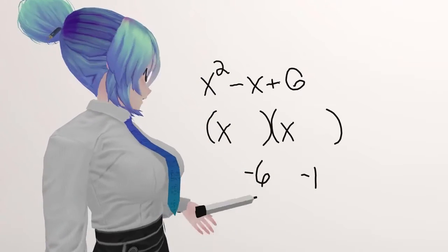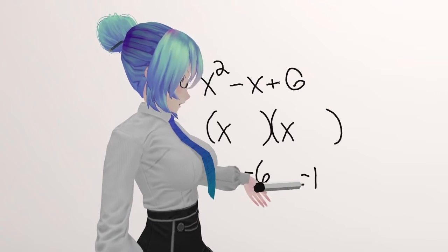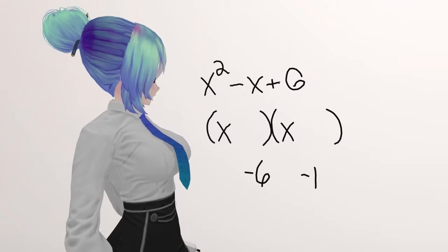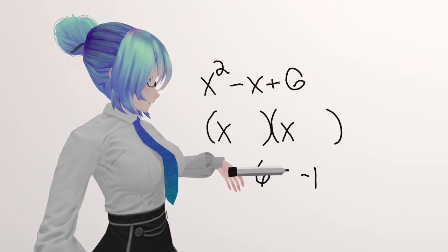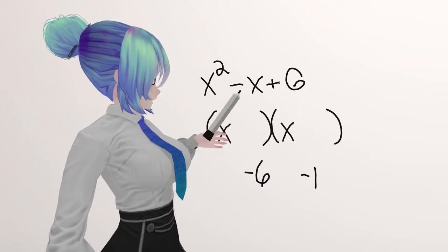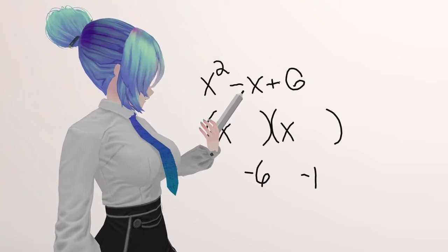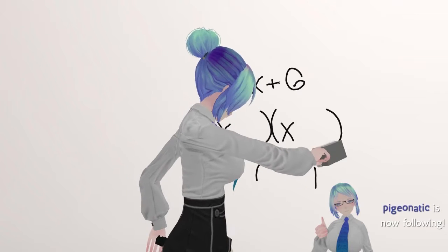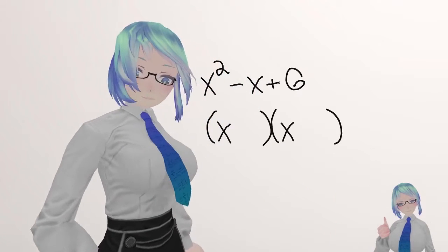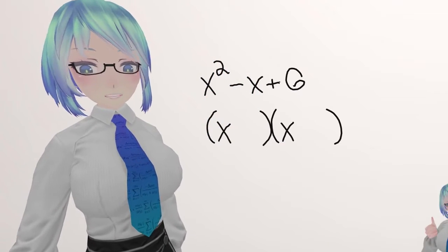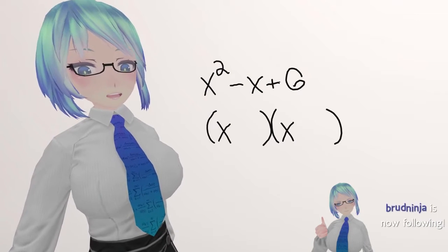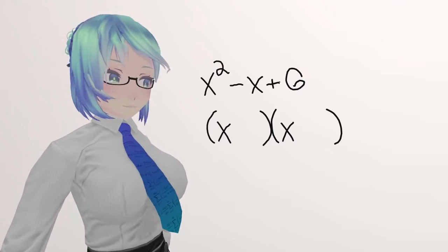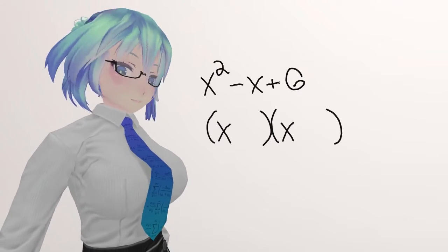Now it's getting interesting. Okay, negative 6, negative 1. Negatives cancel out. We get a positive 6. But if you add them up, you get a negative 7x. Uh-oh. This is also not going to work. What other factors of 6 are there? 1 times 6, obviously, but we just tried all of it. How about 2 times 3?